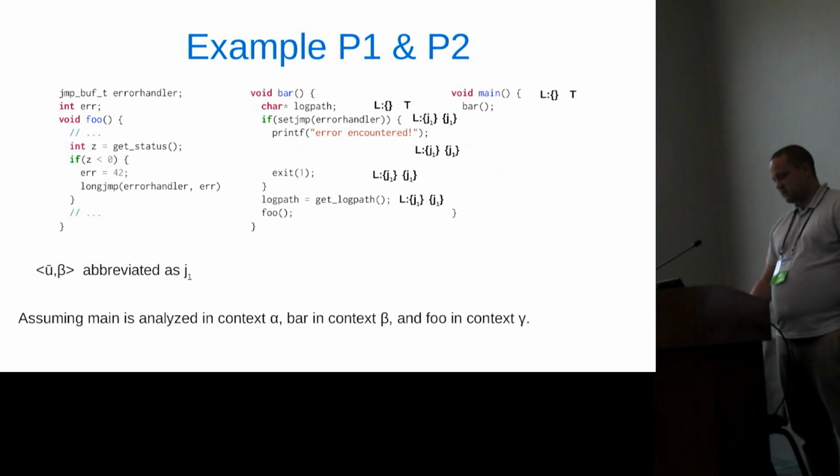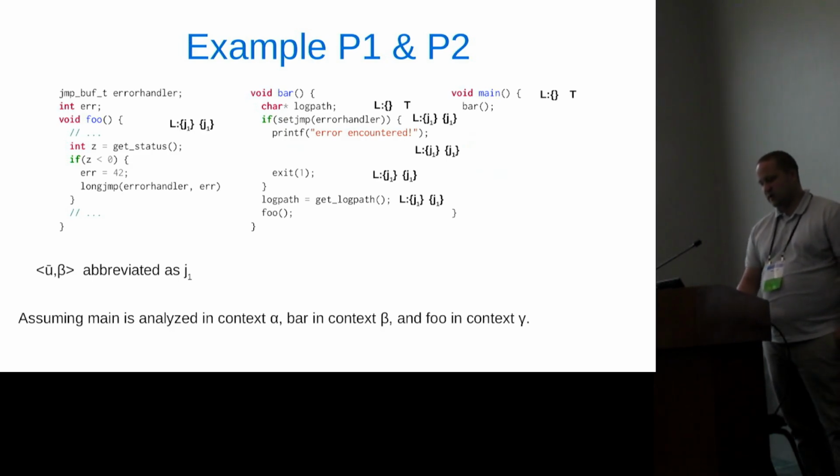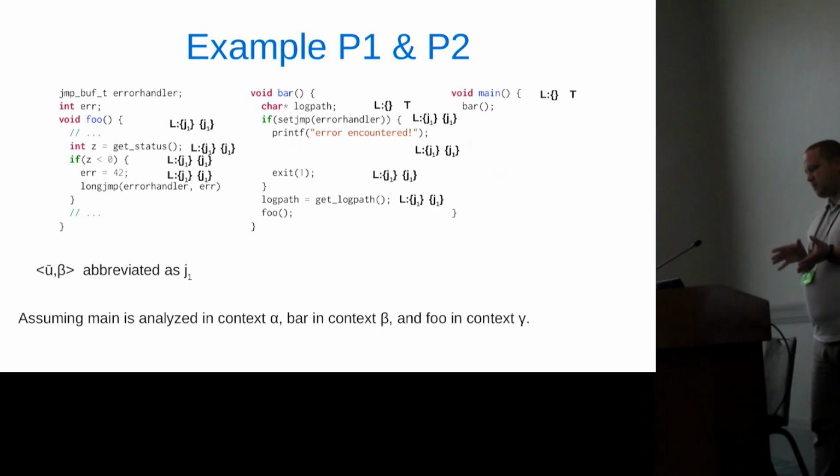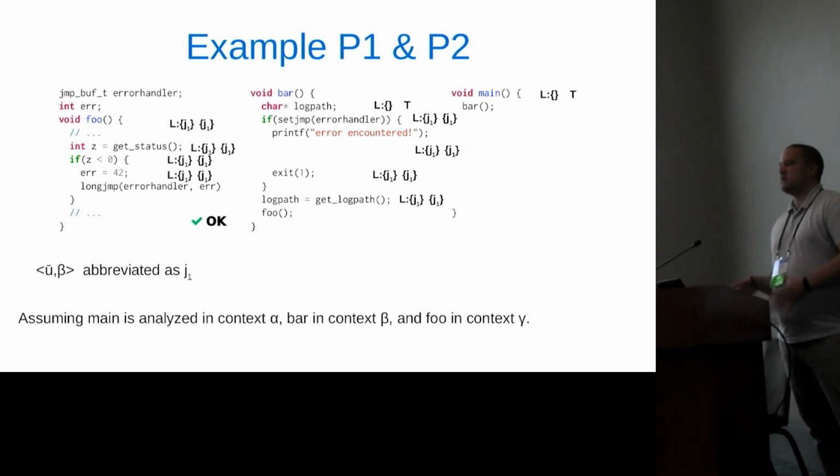This continues the same here. And then we go into foo, and here also nothing changes. Then at this long jump, I look up what are the values that I have for this error handler, and all of the values that are possible for this error handler are in the set of legal jump targets. This is the case here, and so at this place I can say, okay, there is no illegal jump here.